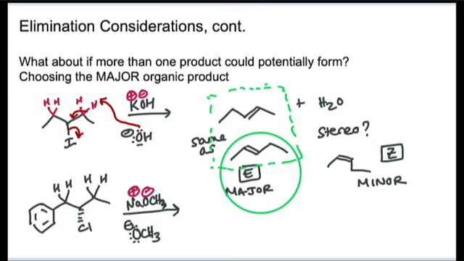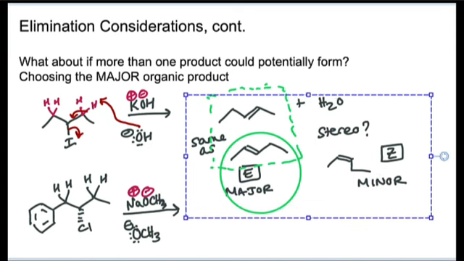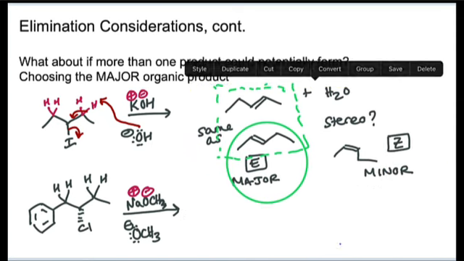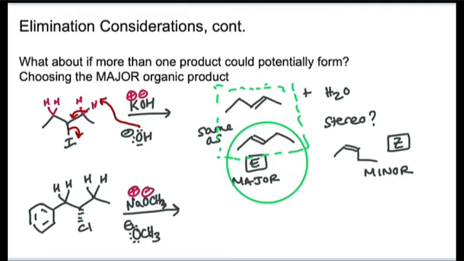If my job was to draw the major organic product, then I would be thinking a lot about stability of the possible alkene product. And so I could form the double bond right there, or I could have chosen one of the other beta protons and formed the double bond right there.